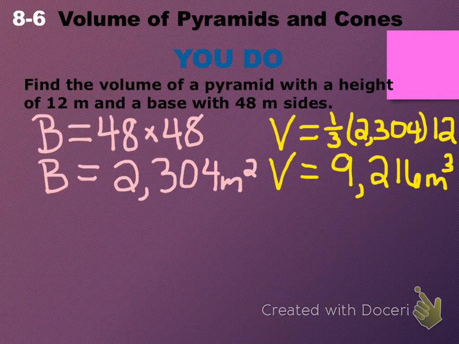So if you did this one correctly, you should have found the area of the base of the pyramid to be 2,304 meters squared. And then if you took that times 1/3 times the height, which is 12 meters, you should have gotten 9,216 meters cubed.